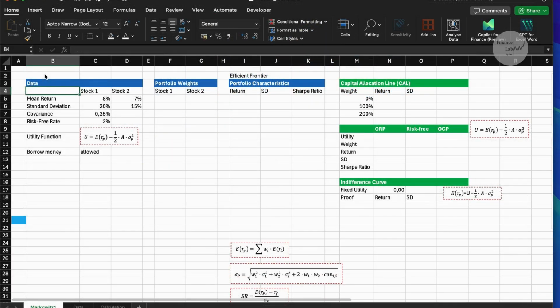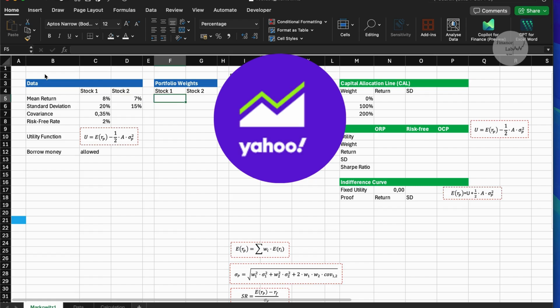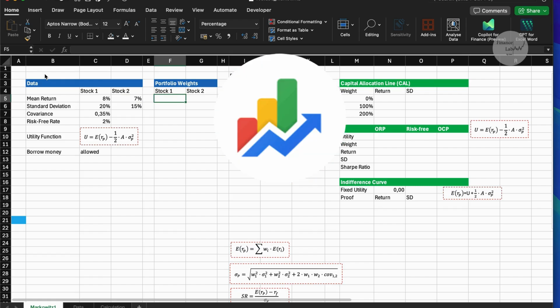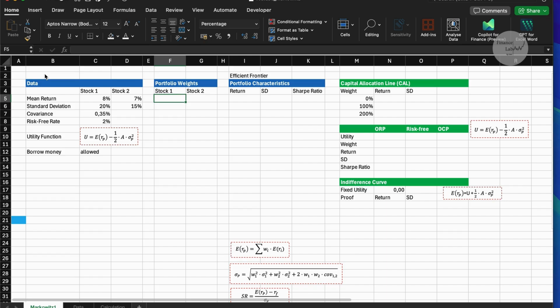Before we start, we need historical returns for two stocks. For this tutorial, I'll use Stock 1 and Stock 2. You can download data from Yahoo Finance, Google Finance, DataStream, or any other reliable source.